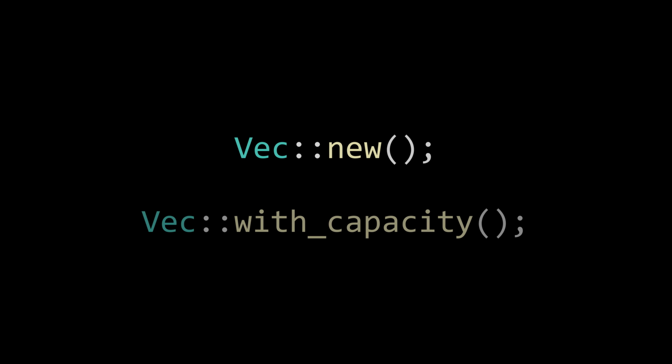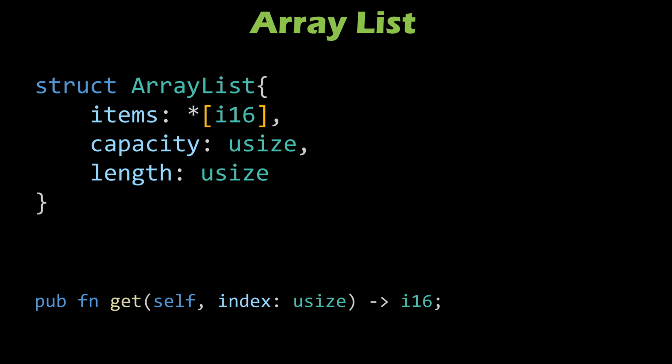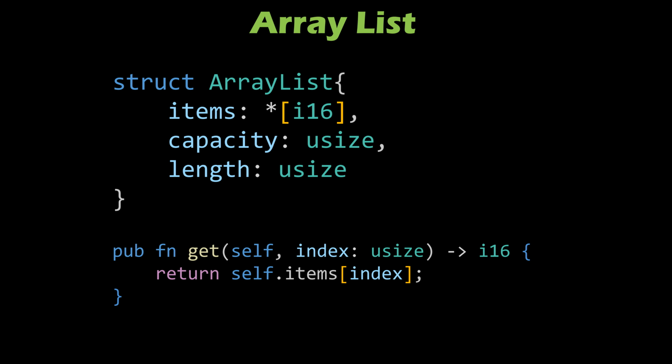This is why in languages like Rust, you usually create a vector, the equivalent of an array list, using the new method, but there's also the with capacity method available. Another characteristic that array lists inherit from arrays is constant time access. Since elements are internally stored in an array, accessing an element at a specific position simply involves retrieving the element from the array by indexing it. This operation has a constant time complexity.